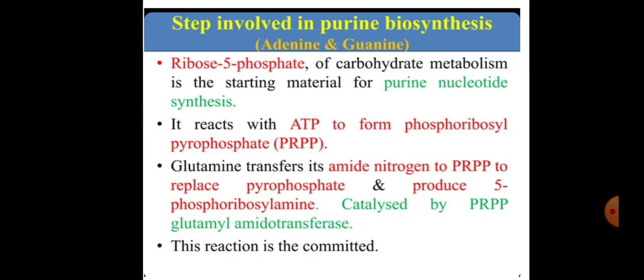Let us discuss the steps involved. Ribose 5-phosphate from carbohydrate metabolism is the starting material for purine nucleotide synthesis. It reacts with ATP to form phosphoribosyl pyrophosphate, or PRPP, and glutamine transfers its amide nitrogen to PRPP to replace the pyrophosphate and produce 5-phosphoribosyl amine. It is catalyzed by the enzyme PRPP glutamyl amidotransferase. This reaction is the committed step.